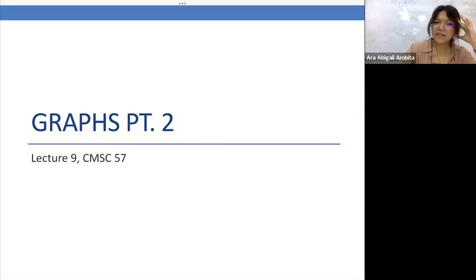Okay, about the graph, ma'am, it is made up of vertices and edges, correct? A graph is made up of vertices and edges. So what are two main kinds of graphs that we have discussed so far? Anyone?